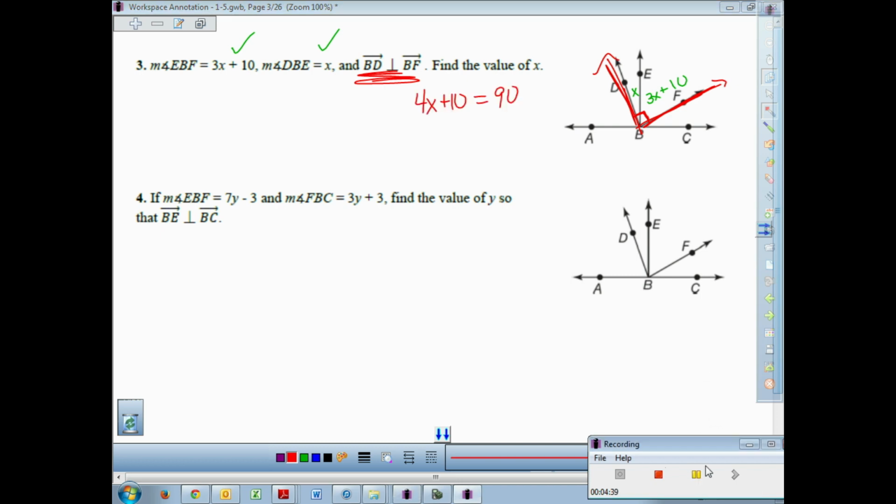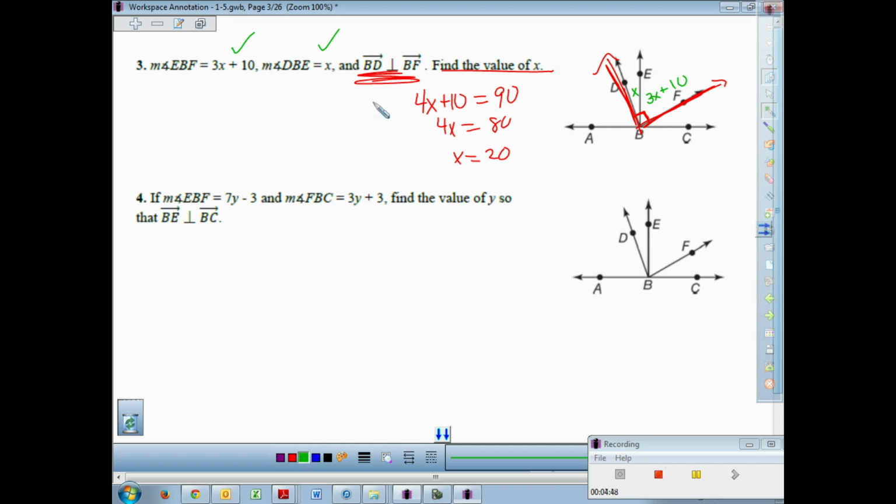What do you think about 4x plus 10 equals 90? Where did 4x come from? Combined like terms, right? I'm adding x plus 3x plus 10 equals 90, so 4x equals 100 or 80? Because you got to subtract 10, and x equals 20. Is that right? Cool. Is that all they want? Yes.